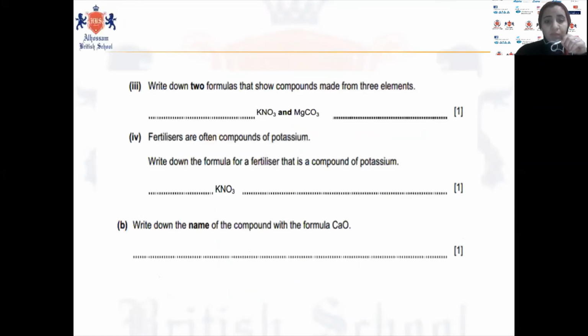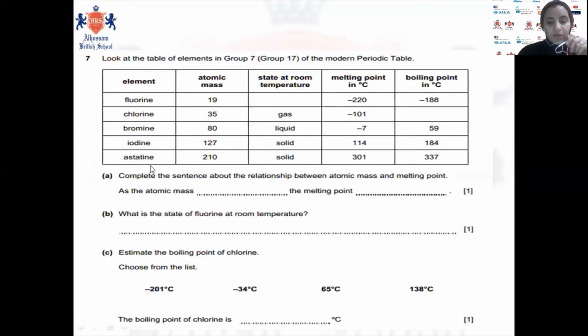Write down the name of the compound with the formula CaO. That's calcium carbonate or calcium oxide. Yes, calcium oxide. Okay, CaO, calcium oxide. Excellent. Okay, go back. Okay, thank you, Muhammad.